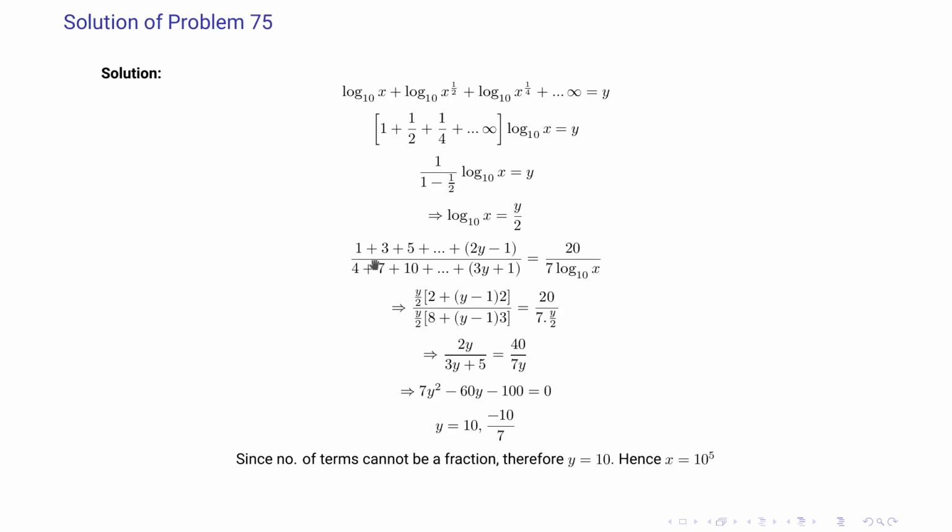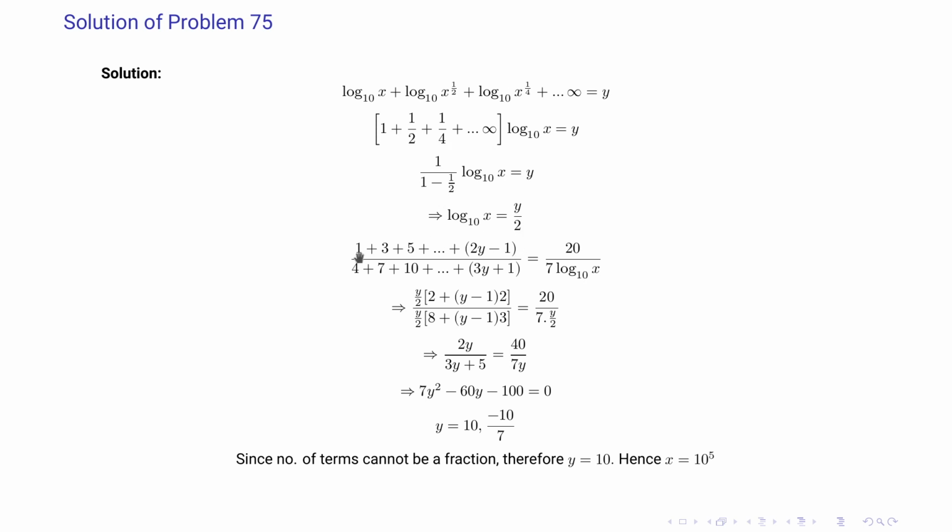So from the first equation, we bring out the powers of x to the left side and then we take log x with base 10 common. We get powers as 1 plus half plus 1 by 4 up to infinity, which is a geometric progression with common ratio half. So we write the sum formula, which is first term by 1 minus common ratio. So that is 1 by 1 minus 1 by 2 times log of x with base 10 is equal to y. So we can say that log of x is equal to y by 2. Now we consider the second equation.